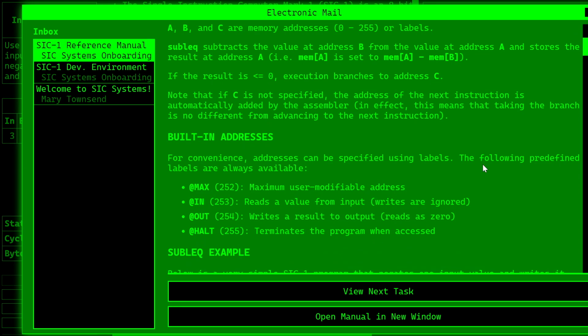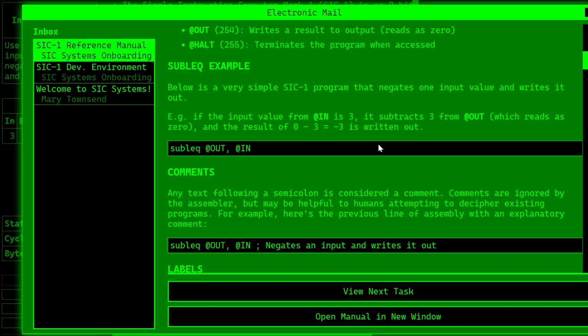Built-in addresses. Maximum user modifiable address is 252. I see. And these are special addresses that do something. Okay. I see. 252 is the last normal memory byte, and after that are IO addresses. So in is to read things, out is to write things, and halt is to stop the program. Okay. I don't need any examples. I understand this.